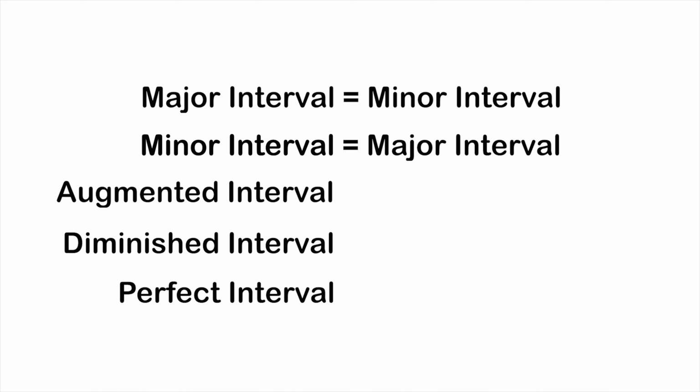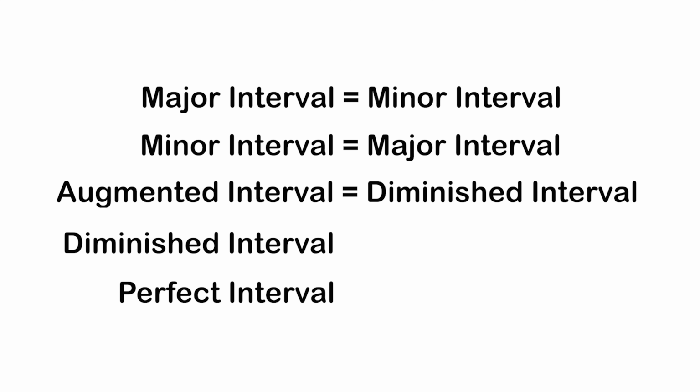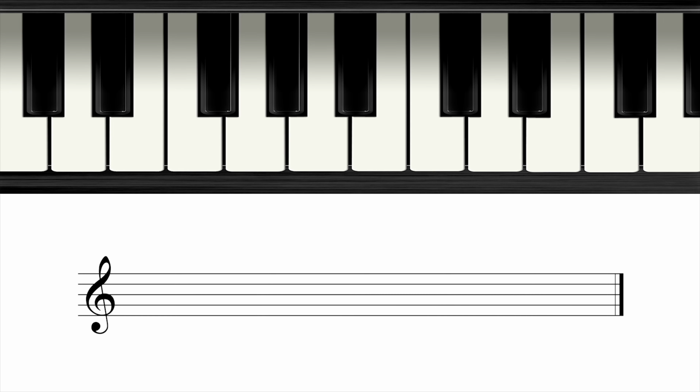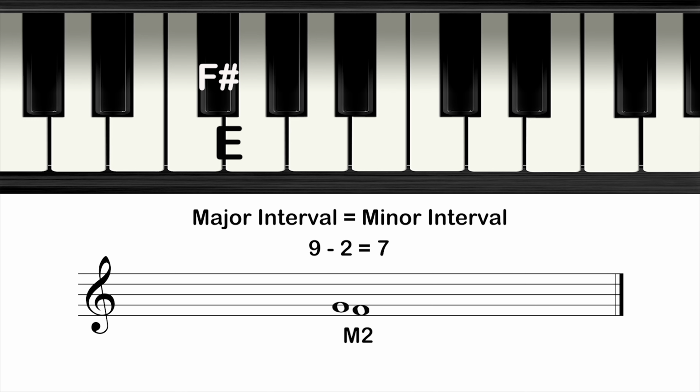When you invert an interval, you have to invert the quality of the interval also. So a major interval becomes a minor interval, and a minor interval becomes a major interval. An augmented interval becomes a diminished interval, and a diminished interval becomes an augmented interval. A perfect interval stays a perfect interval. So a major second becomes a minor seventh.